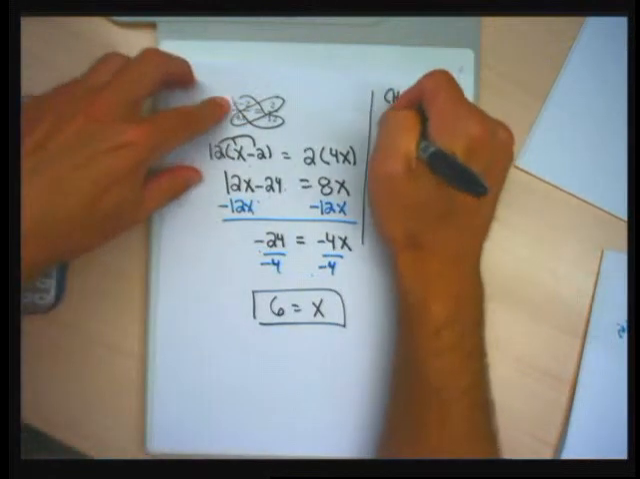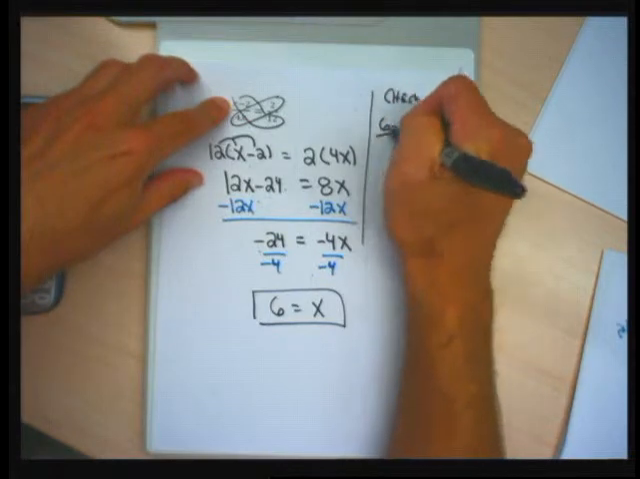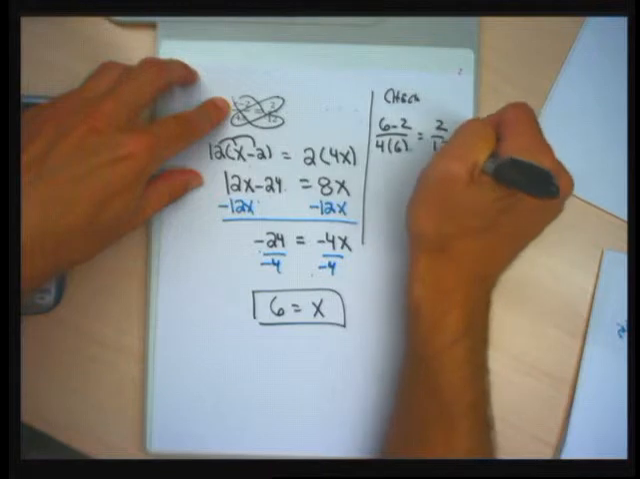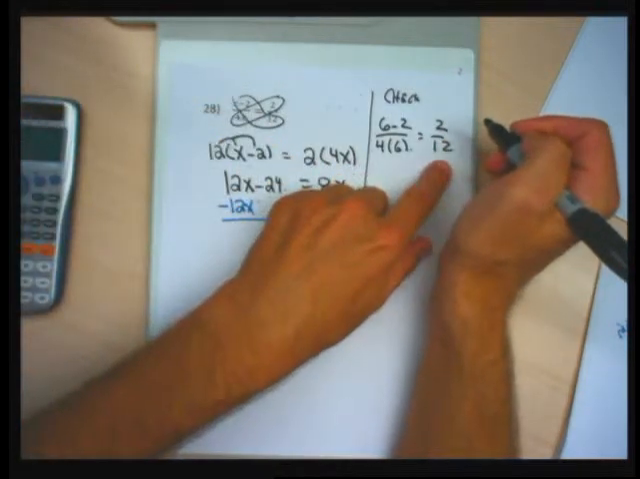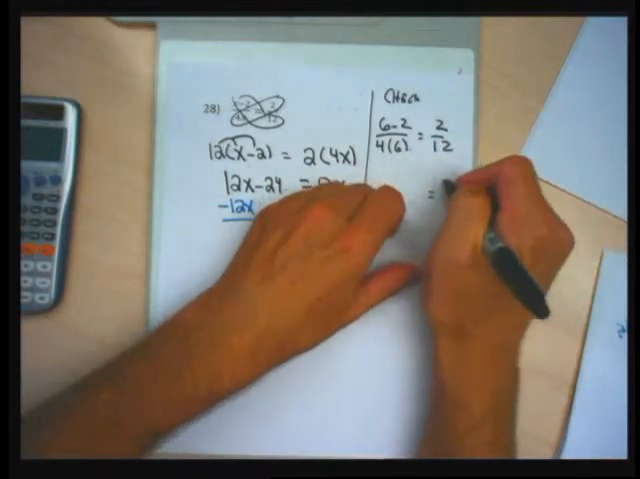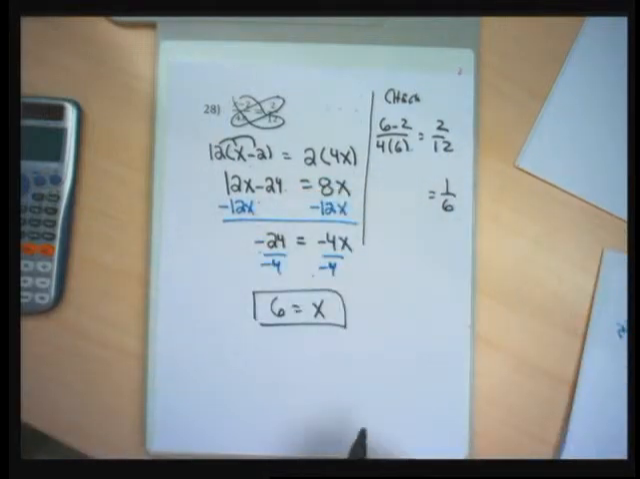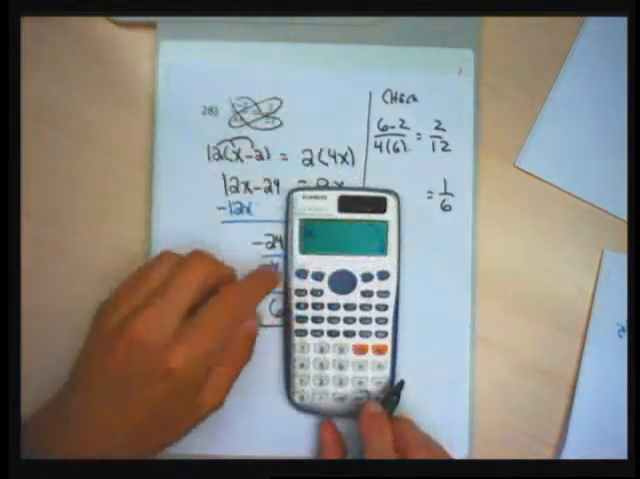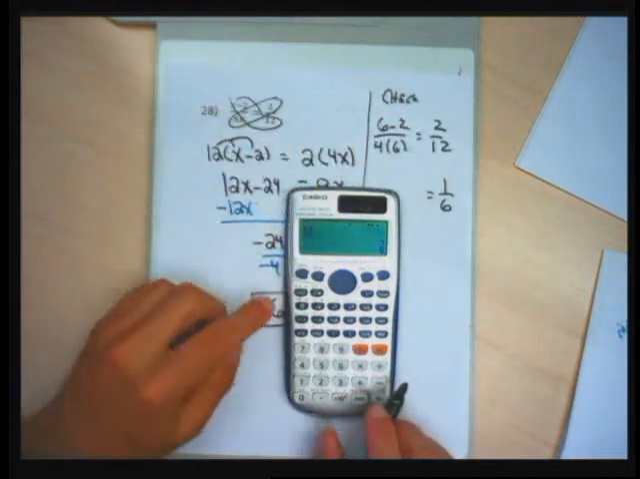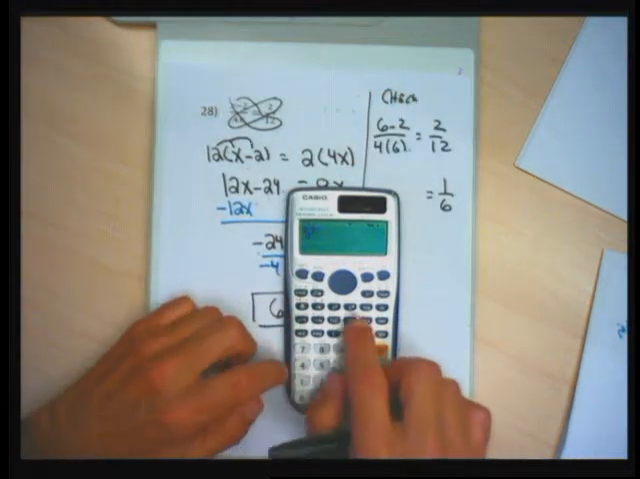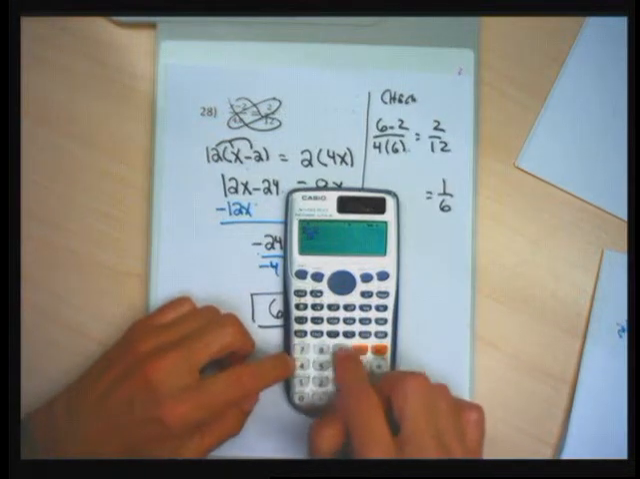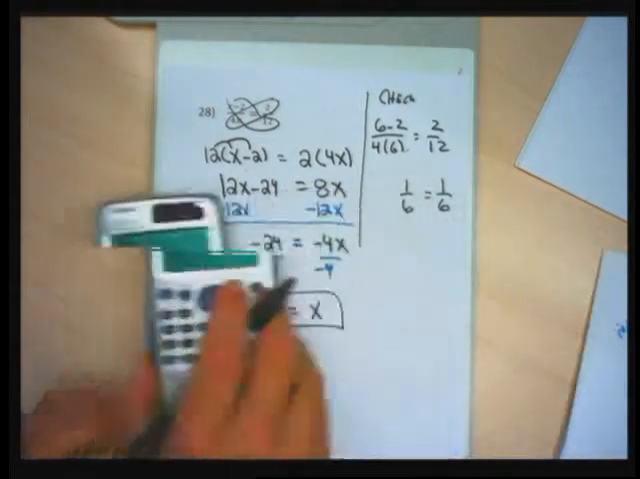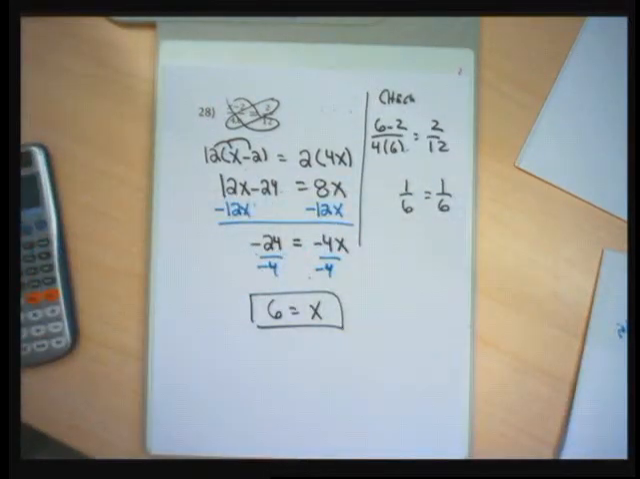To check, I'd need to go 6 minus 2 over 4 times 6 equals 2 over 12. The 2 over 12, I don't need my calculator to know that that's 1/6. So when I do this on my left-hand side, I better get 1/6 because that's what that equals. And if you want to use your calculator to reduce that, you could. So 6 minus 2 over 4 times 6. Beautiful. So I get a true statement that 1/6 equals 1/6, so I know my answer is correct.